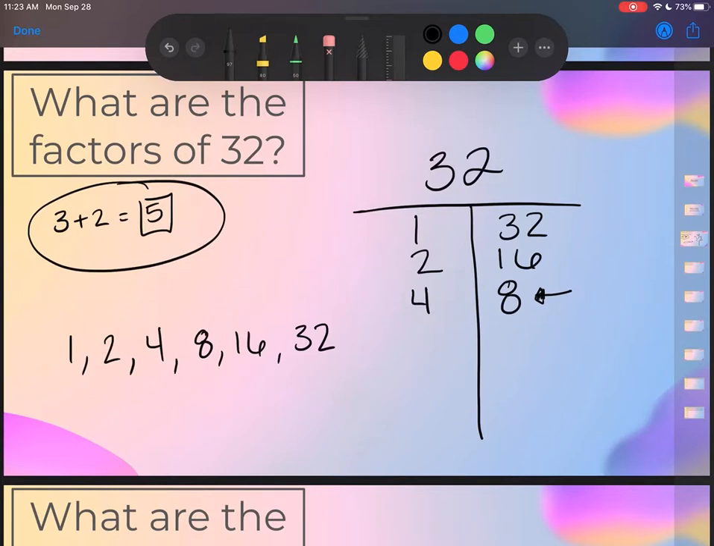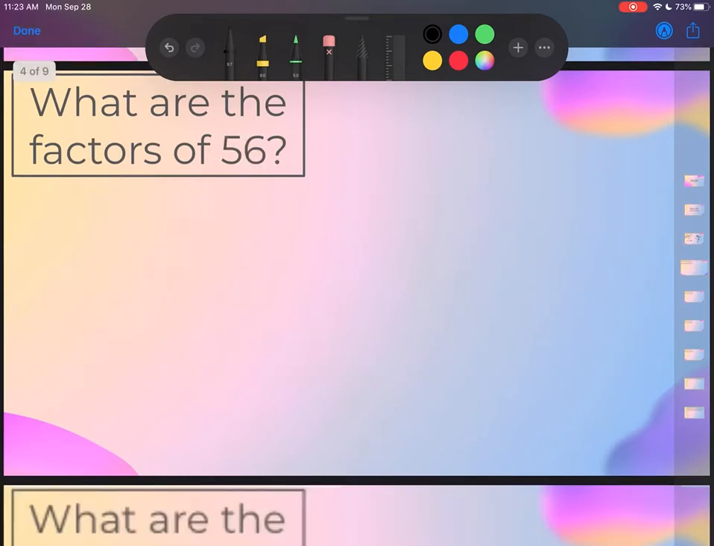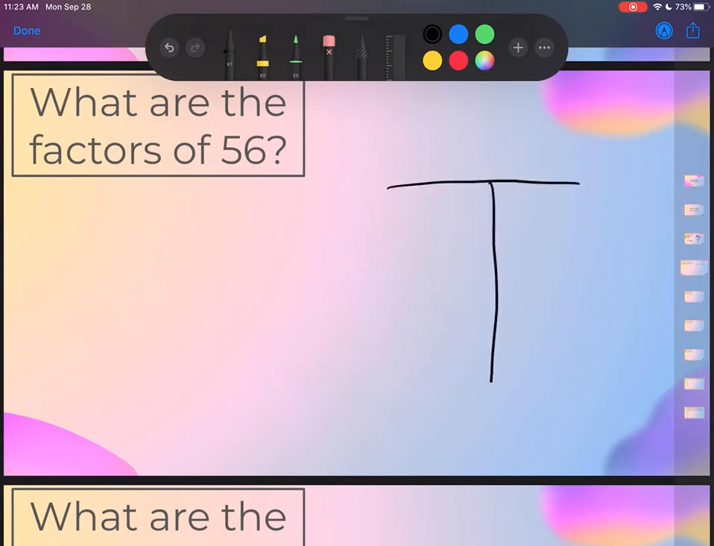Let's look at the next one. Now let's talk about our factors of 56. Same kind of thing. I'm going to create my T-chart. Well, it's a gimme. 1 times 56 is 56, right?